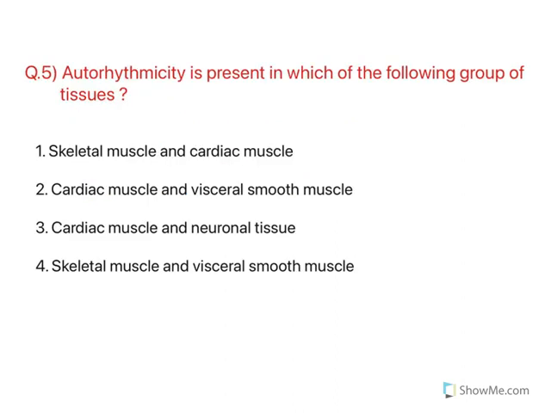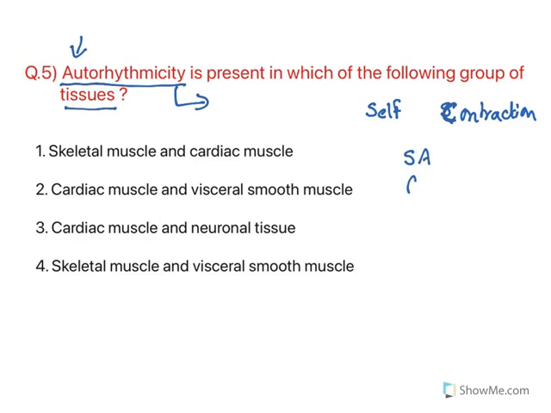Next one. Autorhythmicity is present in which of the following groups of tissues? Understand what you mean by autorhythmicity. Auto means self. Rhythm means, in the case of muscles, a kind of contraction. Usually the contraction or the tissue's response will be in accordance with nervous stimulation. But certain tissues have self-stimulation. Now, where do you see such self-stimulation? It is because of the SA node and AV node.